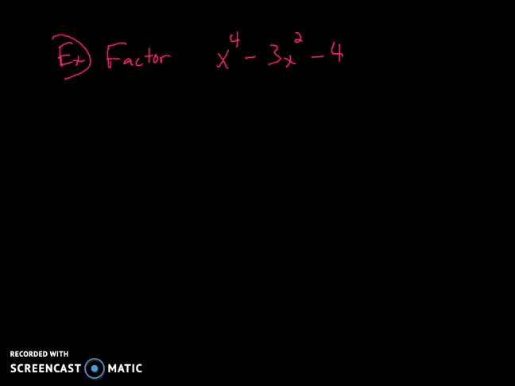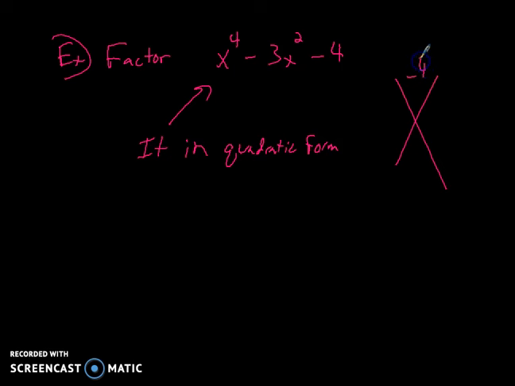Factor the expression x to the 4th subtract 3x squared subtract 4. This is different from the last one. It's in quadratic form, meaning that the exponent here is twice that exponent. So because of that, we could treat it like a quadratic, as in we can use the x game. So I can use a negative 4 here, 3 comes here, you look for what multiplies to be negative 4, adds to be negative 3.